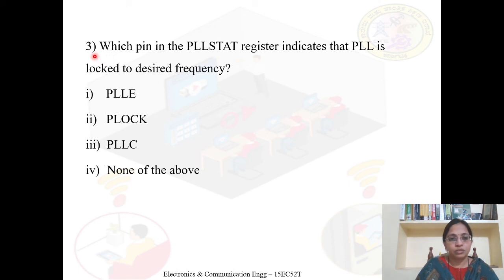The third question is, which pin in the PLL stat register indicates that the PLL is locked to the desired frequency? The first one is PLLE, the second one is PLOCK, the third one is PLLC, and the fourth option is none of the above. Here PLLE means PLL enable pin, this is the PLOCK pin, and the next one is the PLL connect pin. Which is the correct answer? Yes, the correct answer is the PLOCK pin. This pin indicates that the PLL is locked to the desired frequency.